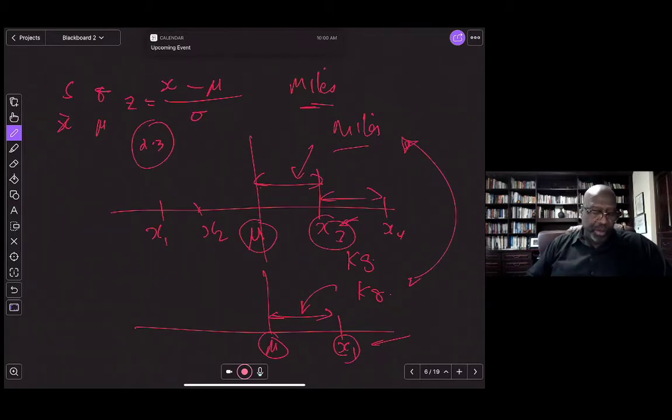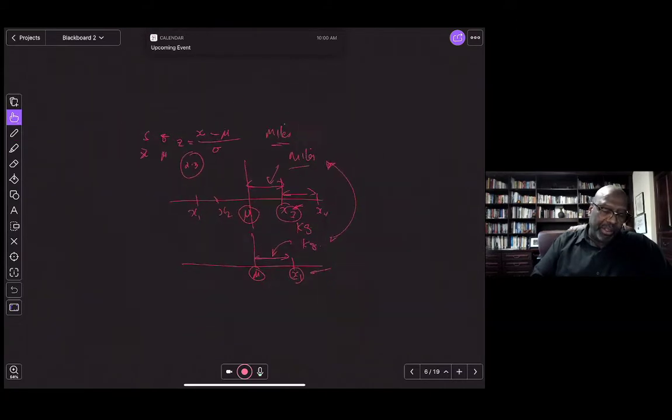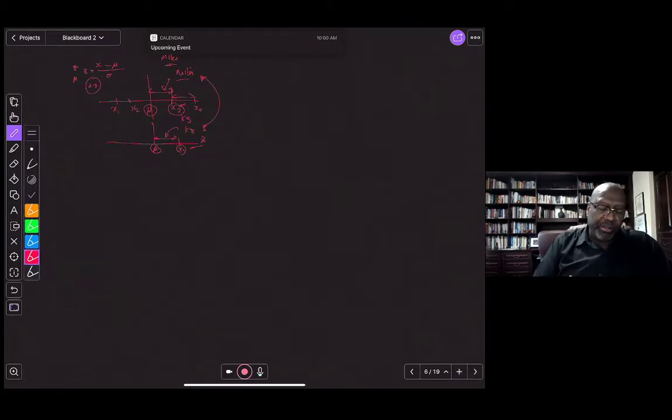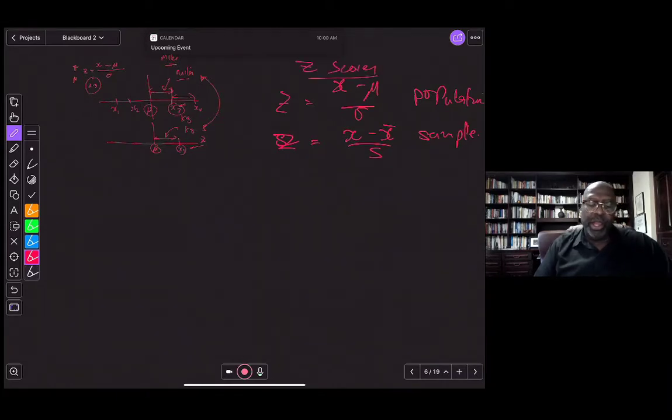So if we have a population, we calculate the z-score as x minus mu over sigma, but if we have a sample, we would still call it z, but we would say x minus x bar over s. So that is population, and that is sample. So these are z-scores, and it's just a way of representing the distance between the average and the value.